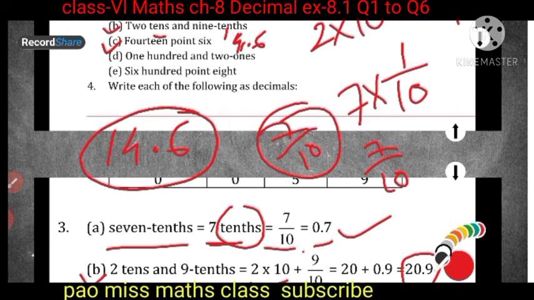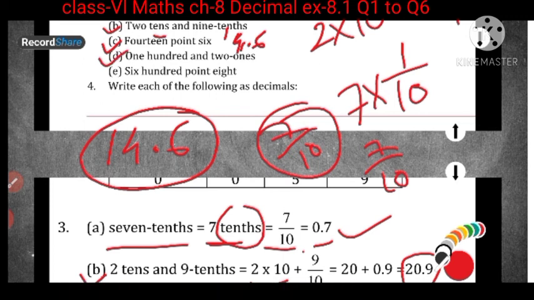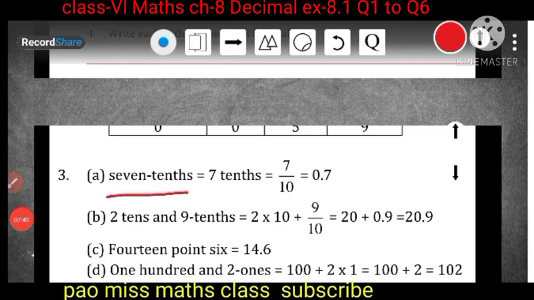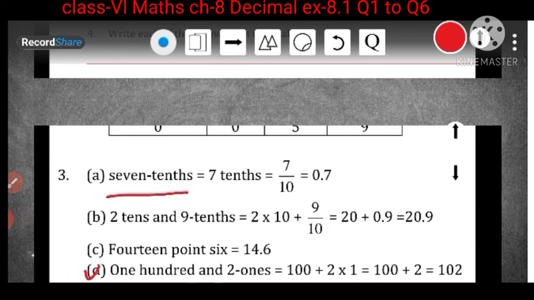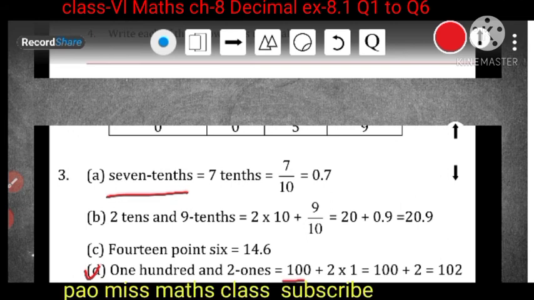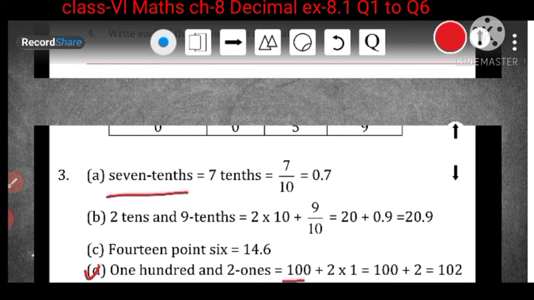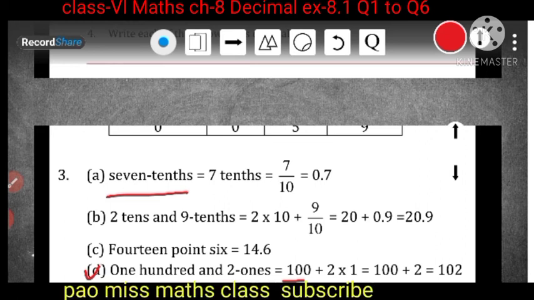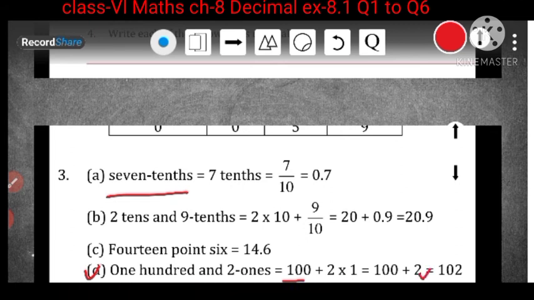Okay, 14.6. Now D, 100 and 2 ones. So 100 and 2 ones. Let me erase this. So question number D is given what? 100 and 2 ones means how many 100 is there? 100 is there, isn't it? So 100 is 100. We know, isn't it? 100 is 100 only. And means what? We have to give plus, and 2 ones. How many 1 is there? 2 ones. That means 2 multiply 1. So it will be 2. Now 100 plus 2 is what? 102. Okay. In this way we have to write in a number.